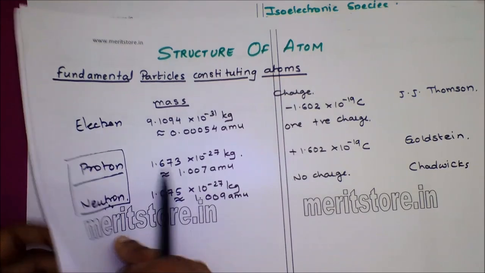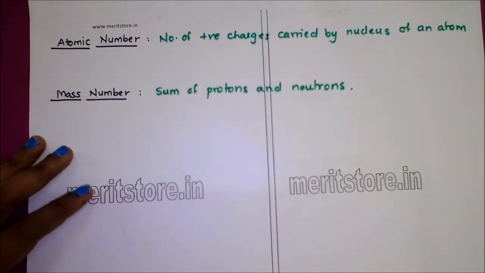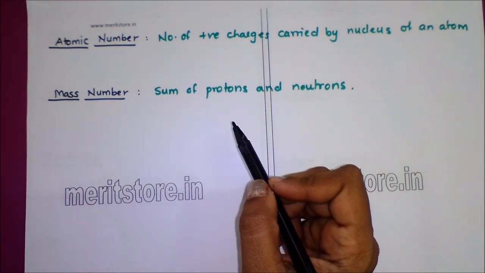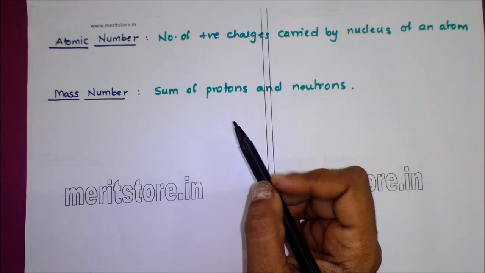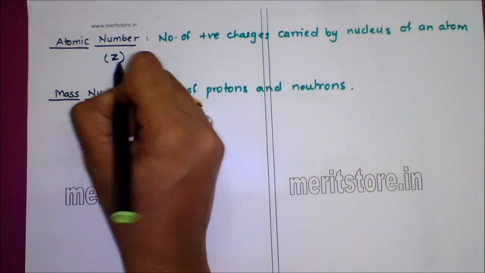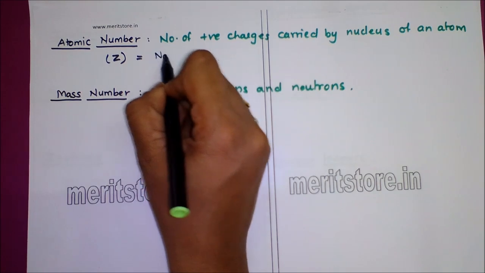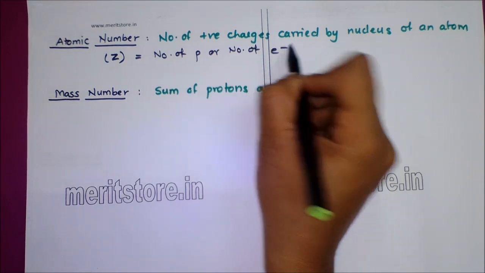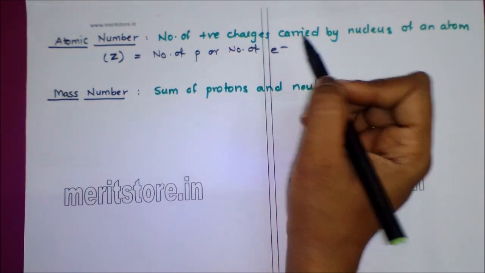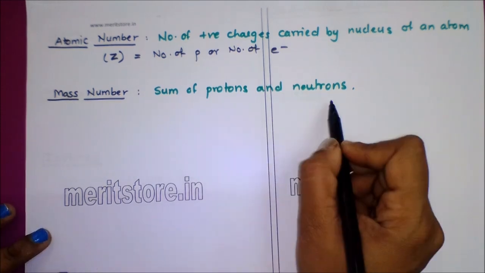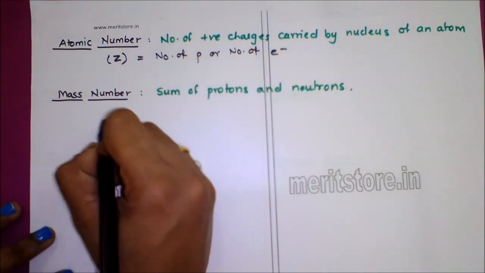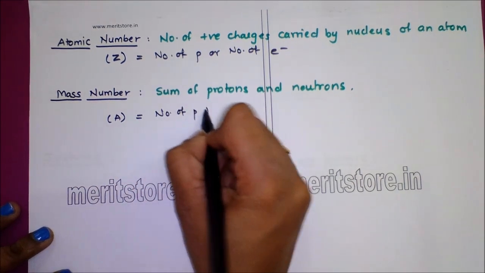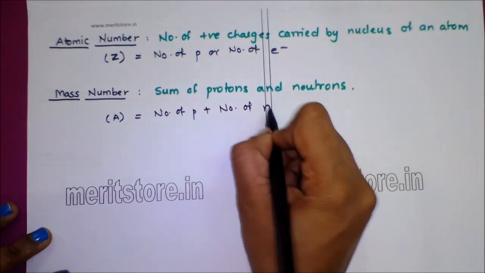Next we'll talk about the atomic number, which is the number of positive charges carried by the nucleus of an atom. The atomic number is denoted by the symbol Z. This is nothing but the number of protons or the number of electrons present in an atom. If we take the sum of the number of protons and neutrons, we get the mass number, denoted by the symbol A. So A equals the number of protons plus the number of neutrons.